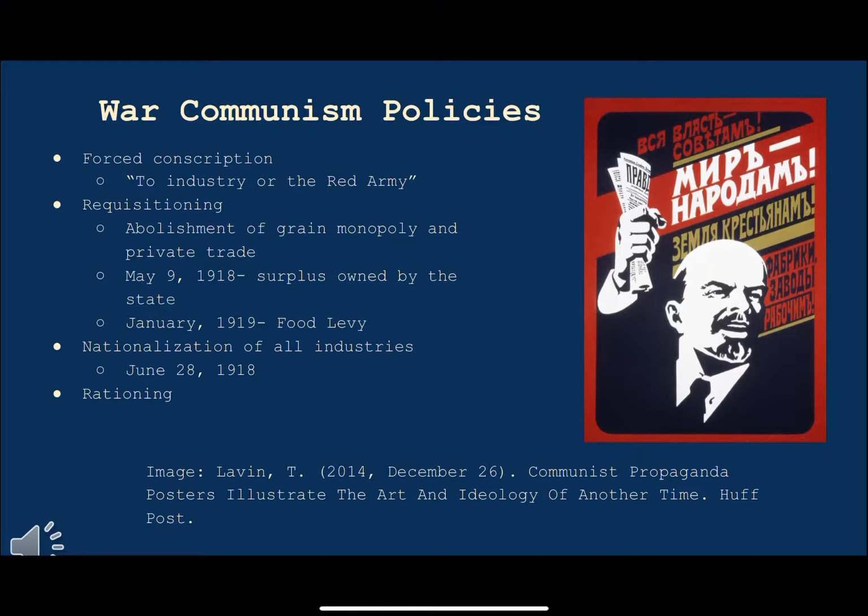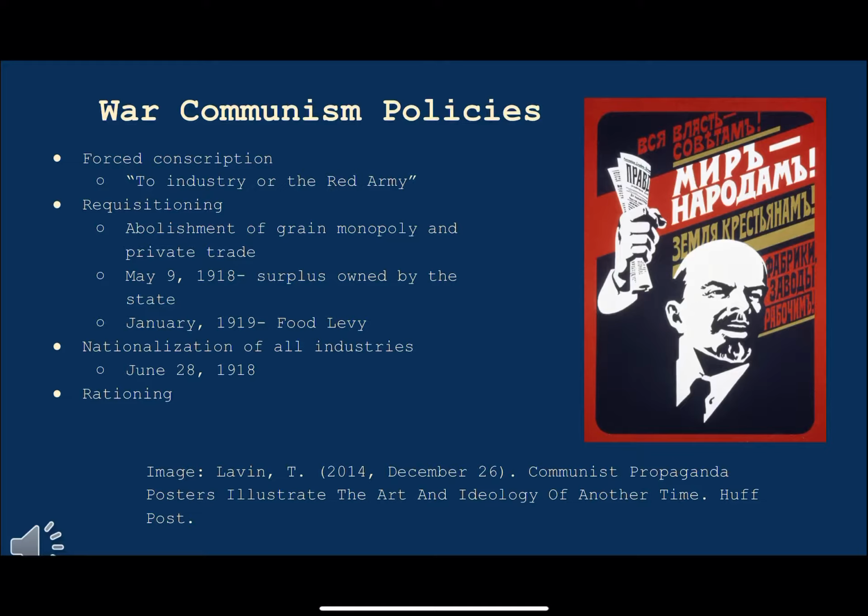In January of 1919, the Bolsheviks created more restrictions with a new policy, food levy. This limited the powers of the local food committees and extended monopoly to all harvest. The peasants' surplus of harvest now also belonged to the state, which ultimately led to a great famine.